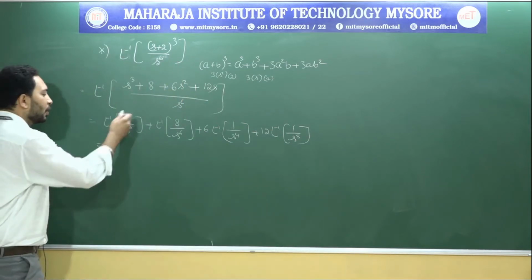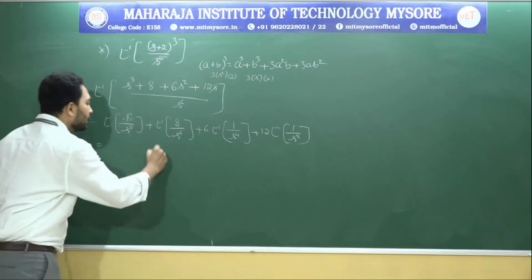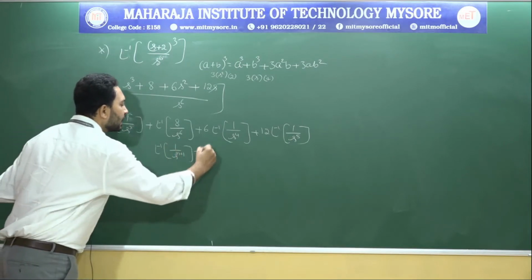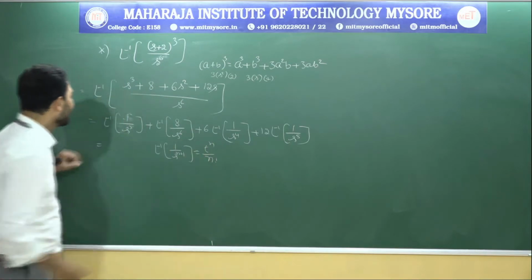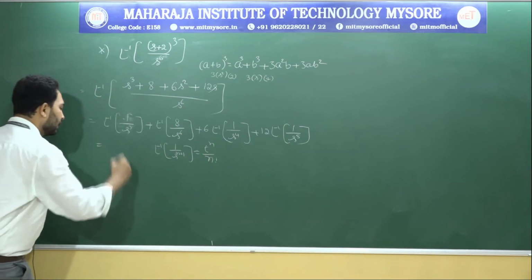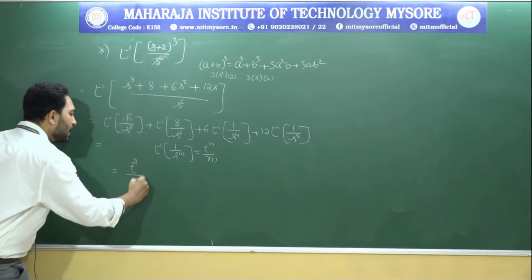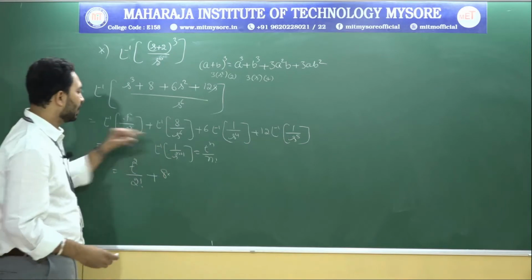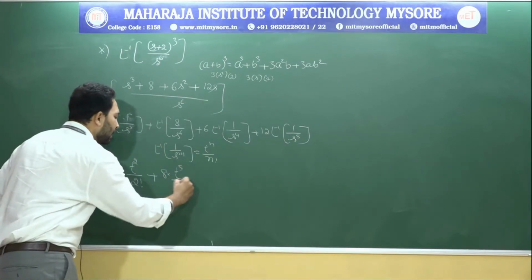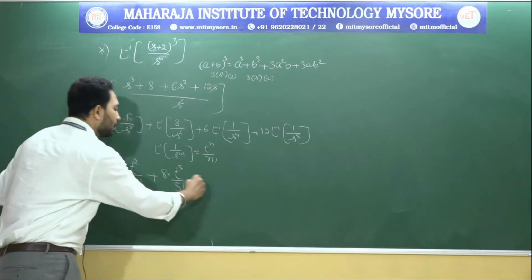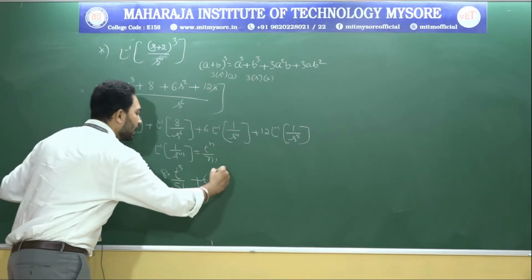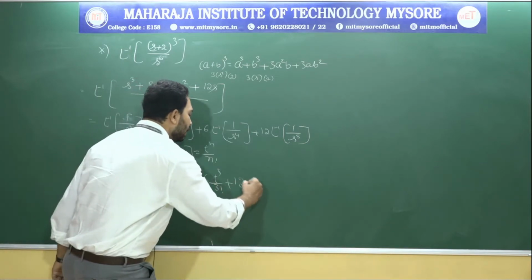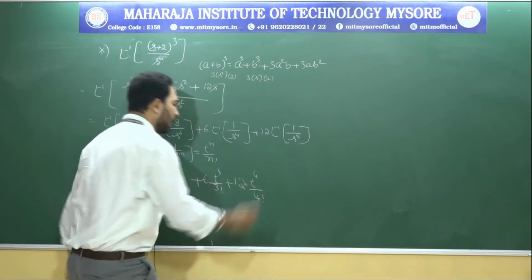So what is the Laplace inverse for this? Laplace inverse of 1 over s power n plus 1 is t power n by n factorial. So it is 1 over s cube, which means t square by 2 factorial, plus 8 into 1 over s power 6, which is t power 5 by 5 factorial, plus 6 into t cube by 3 factorial plus 12 into t power 4 by 4 factorial.